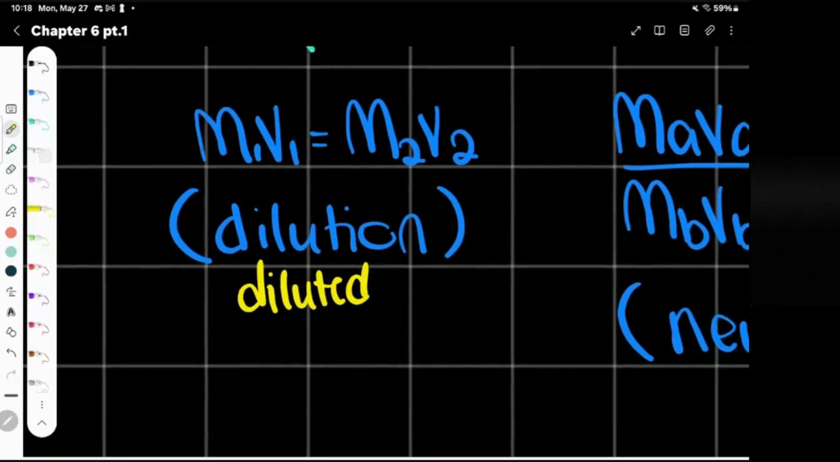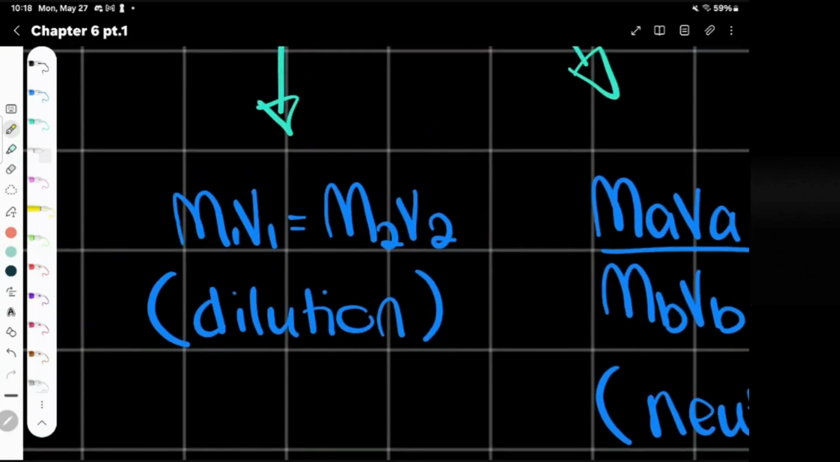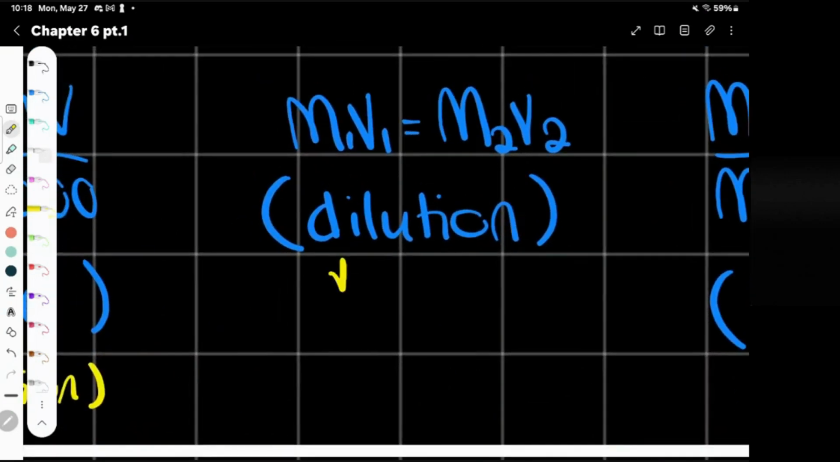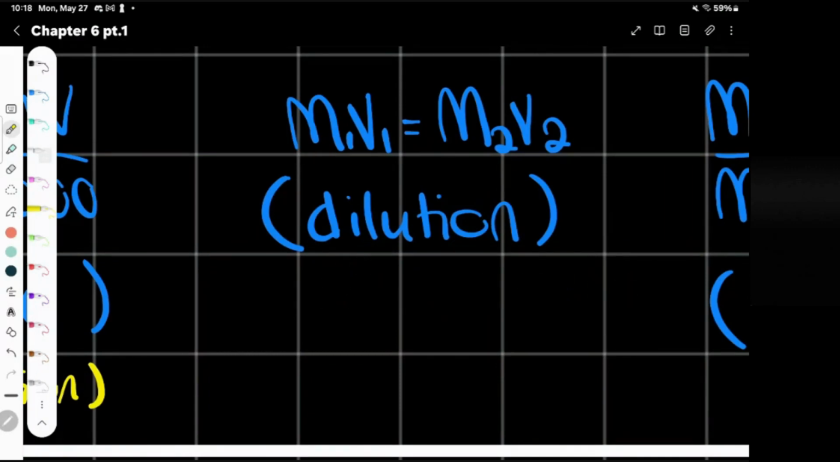Dilution basically means you add water. So the keyword for when to use this formula is very easy. Sometimes they mention diluted, or they add water. I mean, come on. If they add water, of course it's going to be diluted. So use common sense. That is the second formula.